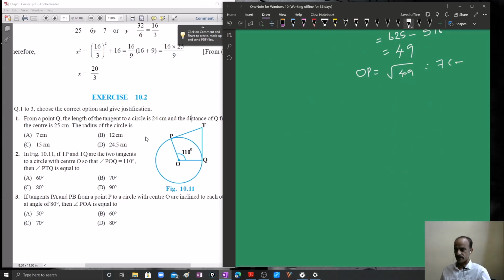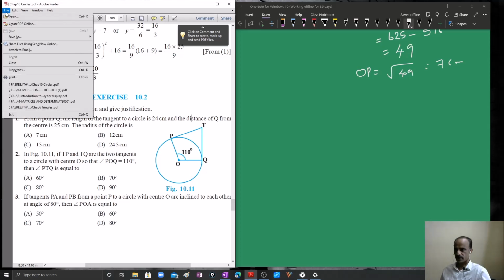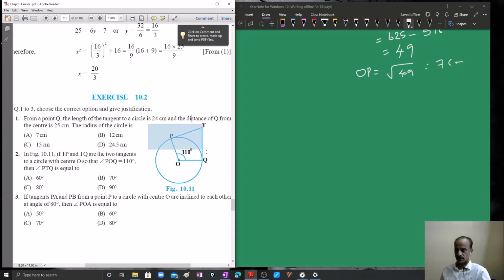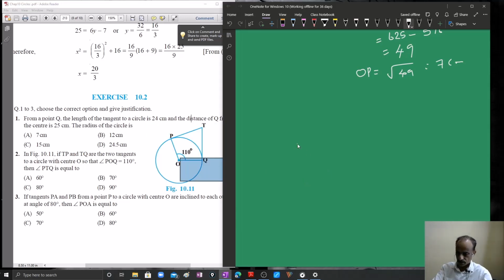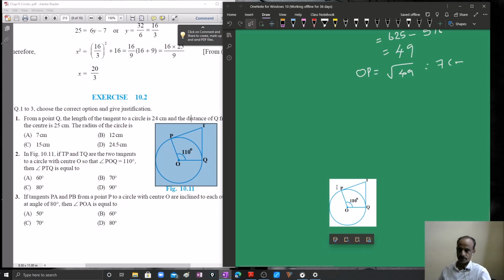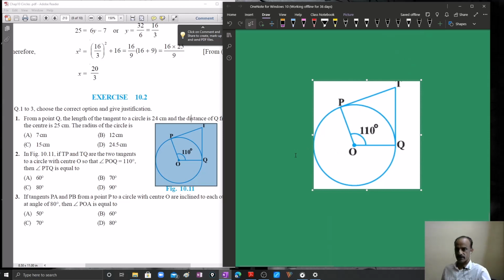Again, a figure is given. This is the figure given. Let us take that figure. The figure is given.